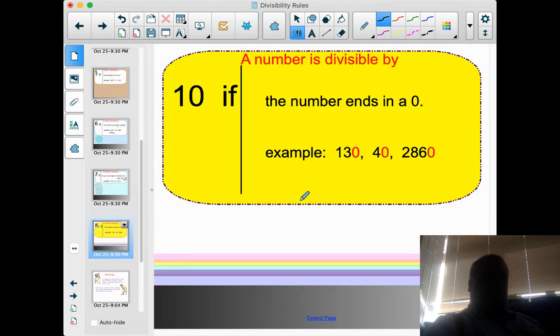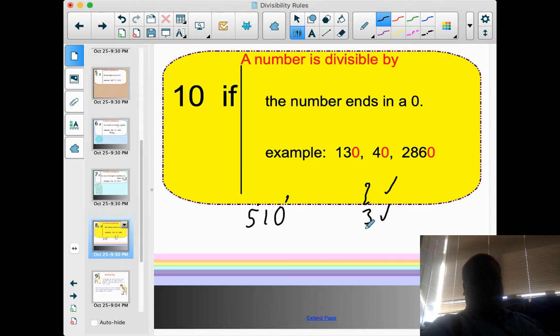So let's see if we can come up with an example and see what numbers it's divisible by. So let's go with 510. Okay, so let's check these one at a time. Is this divisible by 2? Well, it ends with an even number, so yes. Is it divisible by 3? Well, if I add up the digits, 5 plus 1 plus 0 gives me 6. 6 is divisible by 3, so yes, 510 is divisible by 3.